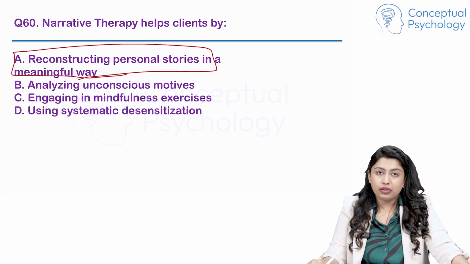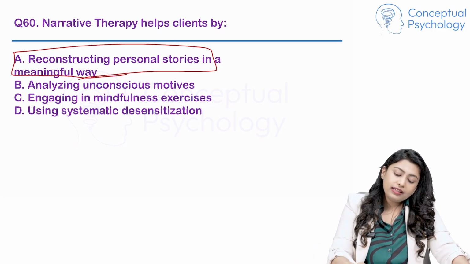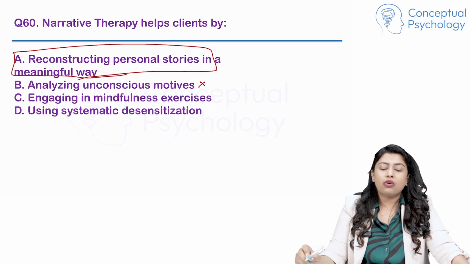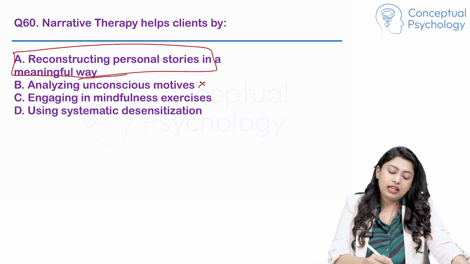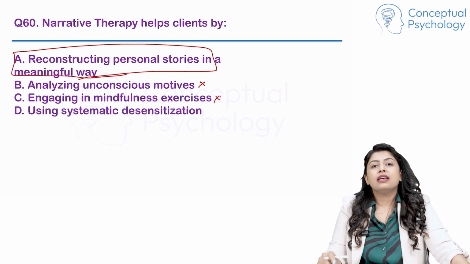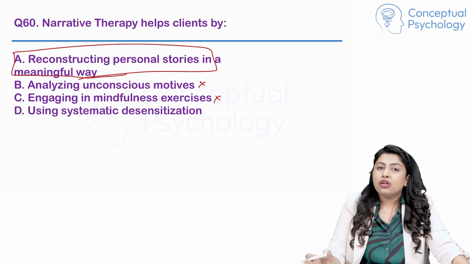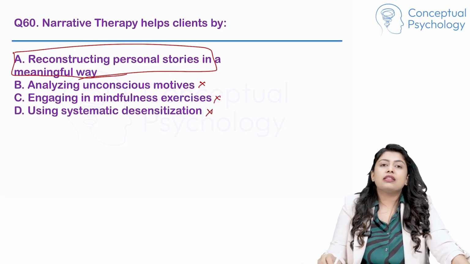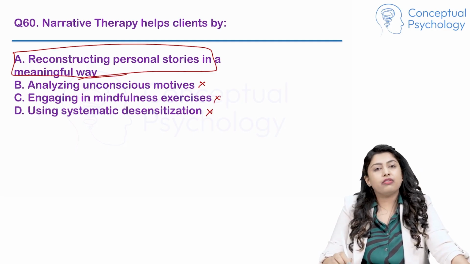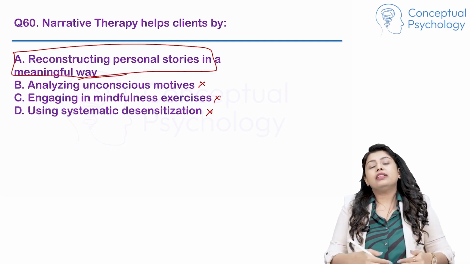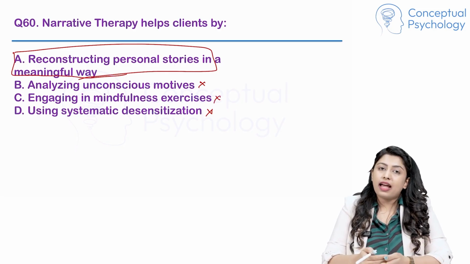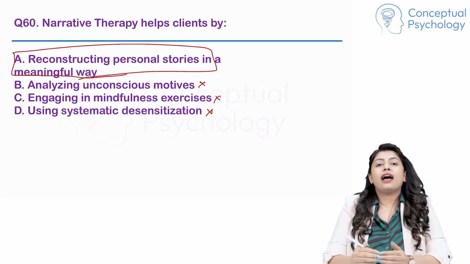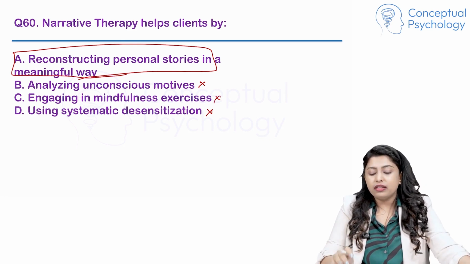Why is analyzing unconscious motives the wrong answer? Because it is a psychoanalytic approach. Engaging in mindfulness exercises is a mindfulness based approach. Using systematic desensitization is a behavioral technique for anxiety. So narrative therapy empowers clients to reconstruct their life stories in ways that highlight their strengths and preferred identities.